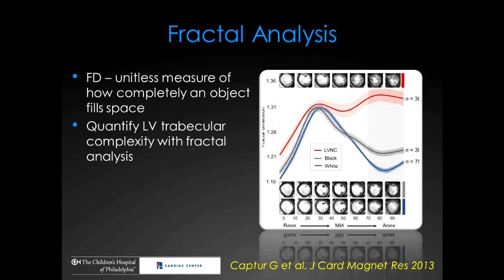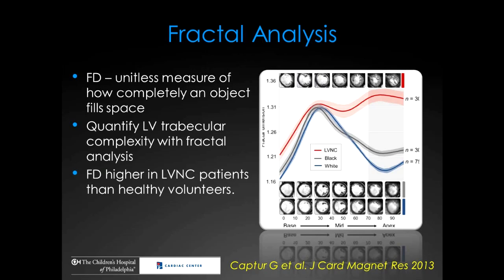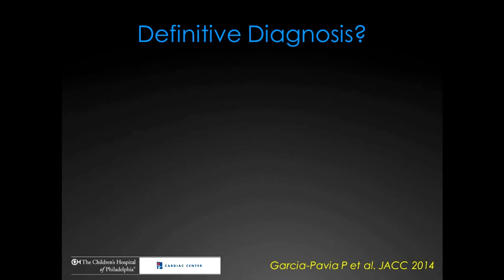You can quantify left ventricular trabecular complexity with fractal analysis. And in this study, you can see a cohort of patients with LV noncompaction in red had significantly higher fractal dimension compared to the normal patients, in gray and blue. So fractal dimension is significantly higher in LV noncompaction patients compared to healthy volunteers, and this has very high reproducibility.